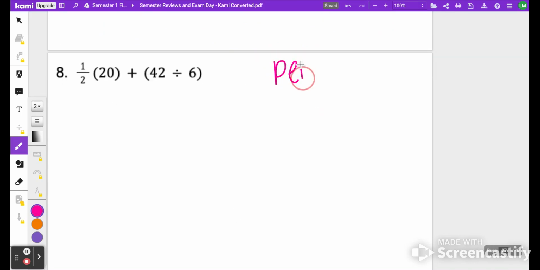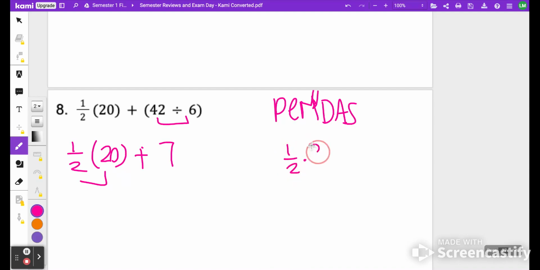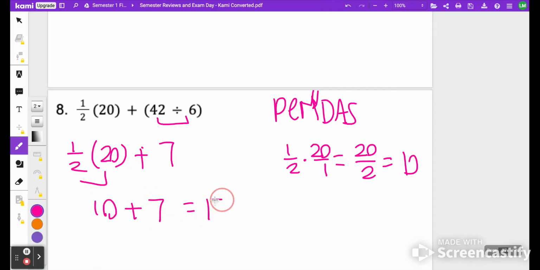Again, looking at order of operations. We have parentheses first here. That's going to give me a 7. Bringing down everything else. Then I have some multiplication. 1/2 times 20. Remember, you can solve that by doing 1/2 times 20 over 1, or taking a half of something is just cutting it in 2. So 20 over 2, which is equal to 10. So now this is equal to 10 plus 7 is 17.